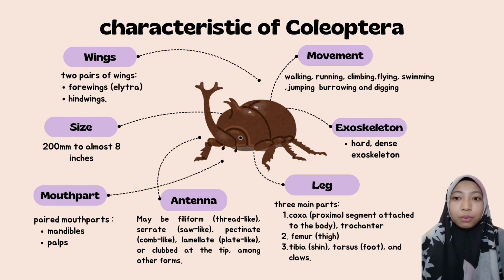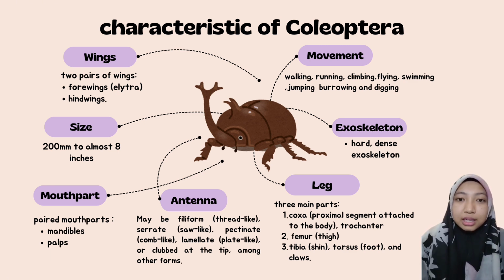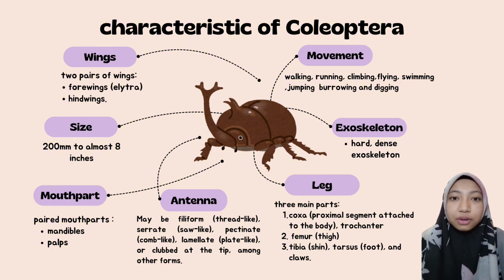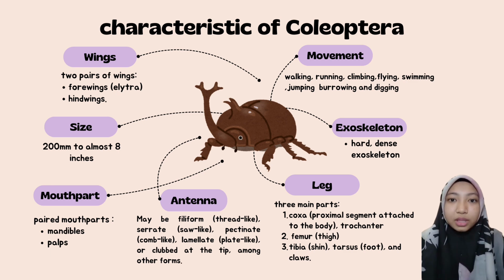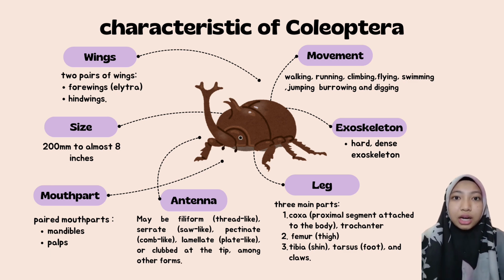The next one is movement. Coleoptera can walk, run, climb, fly, swim, jump, burrow, and dig. The exoskeleton is hard and dense. The last one is the legs. Legs of Coleoptera have several main parts: the coxa, the proximal segment attached to the body, the trochanter, the femur, the tibia, the shin, the tarsus, and claws.